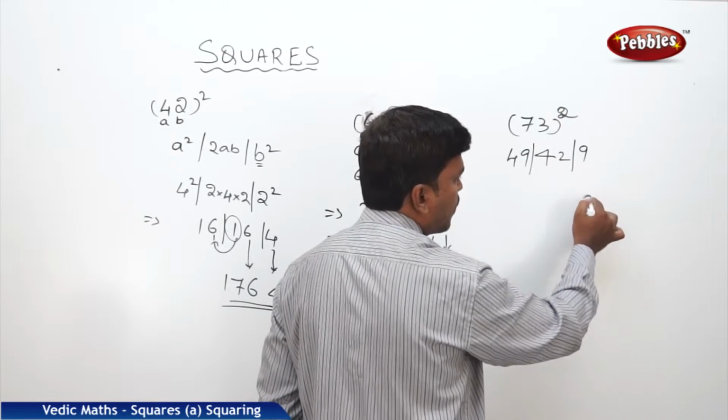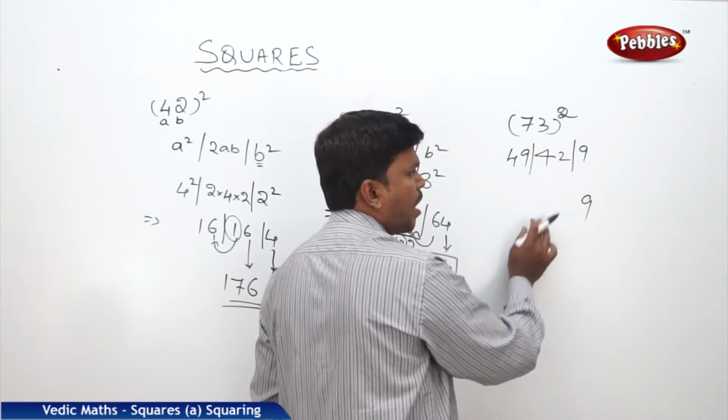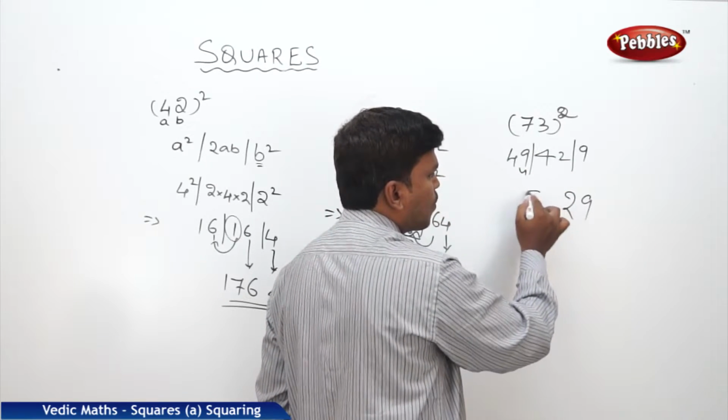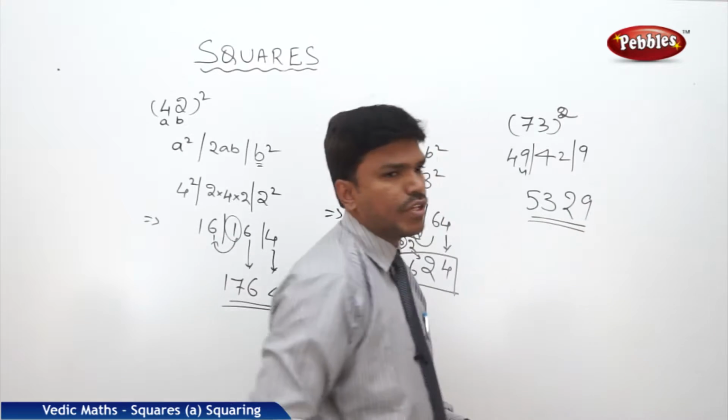Start balancing. There is only one digit, drop it as it is. In this part there are two digits, so drop the ones place and carry the remaining. 49 plus 4, 53. So what is my answer? 5329.